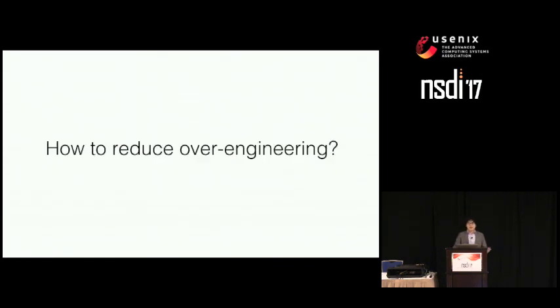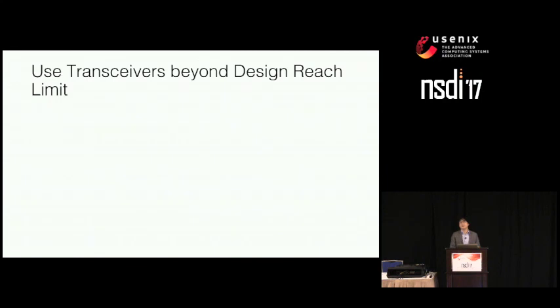So is there any way to reduce over-engineering and thus reduce the cost of the total data center network? There could be many ways. We explored one way, that is to use transceivers beyond their design reach limit. And in this way, we don't have to modify the hardware of those transceivers. Let me give you an example.